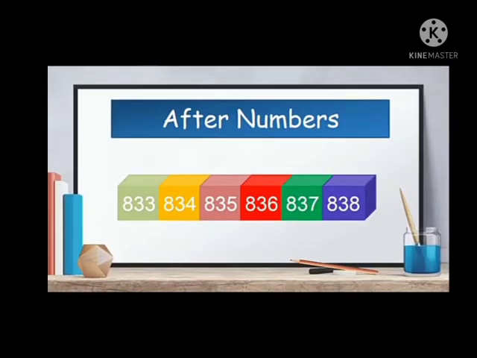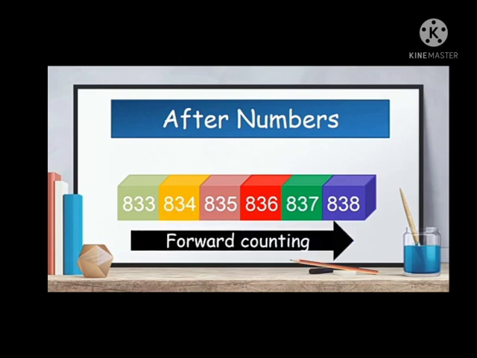Okay, next we can see after numbers. What do you mean by after numbers? After numbers means we want to count the numbers in forward direction, in forward counting. You can see some boxes and some numbers are given. The first number we have is 833. Can you say the after number of 833? The after number of 833 is 834.